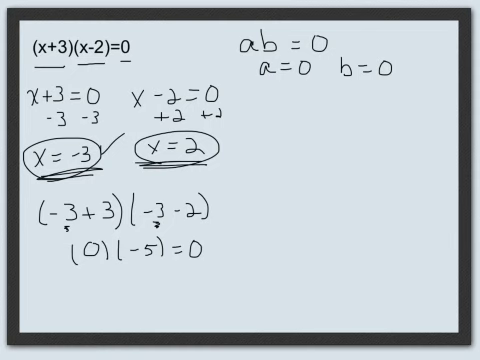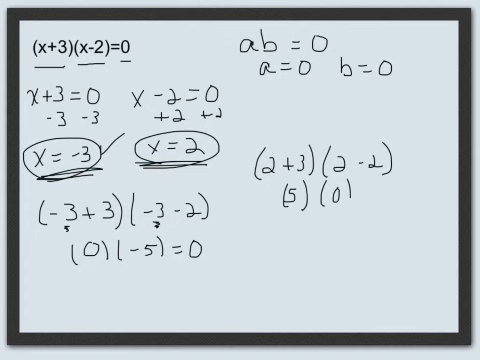Let's try the second answer, positive 2. If I put 2 in for x, I'll have the quantity 2 plus 3 times the quantity 2 minus 2. 2 plus 3 is 5. 2 minus 2 is 0. 5 times 0 is also 0. So the second answer also checks.